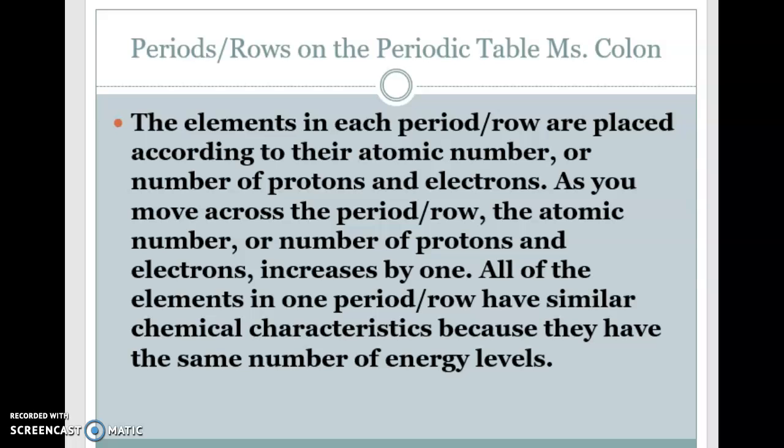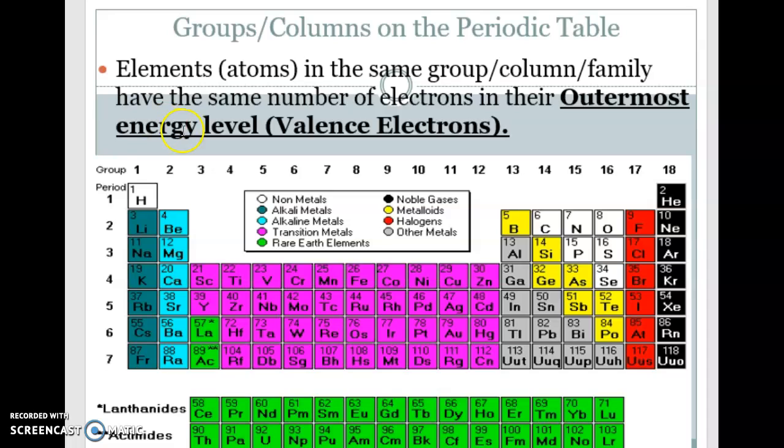Now let's look at the periods or rows on the periodic table. Your periods go across in rows. You can see in period 1 that there are only 2 elements, hydrogen and helium. And then in period 2, you have lithium, beryllium, boron, carbon, nitrogen, oxygen, fluorine, and neon. Period 3 goes across, then period 4, period 5, period 6.